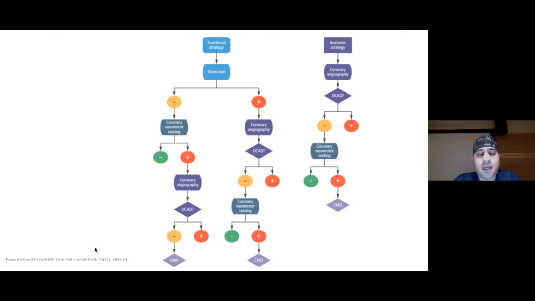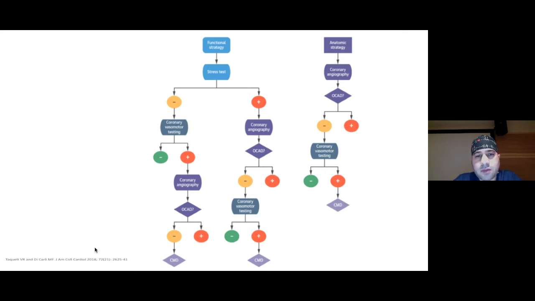So this is an algorithm for assessing patients with CMD and how to diagnose them. If the patient presented like our patient with chest pain and got referred for a coronary angiogram first, you can rule out obstructive coronary artery disease. If that has been ruled out, then you can perform coronary vasomotor testing. If that's positive, then the patient has CMD, while if it's negative, the patient can be discharged from cardiology and deemed to have non-cardiac chest pain.